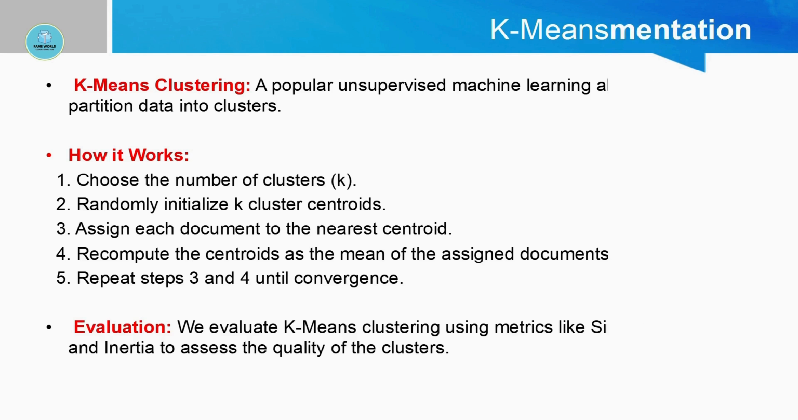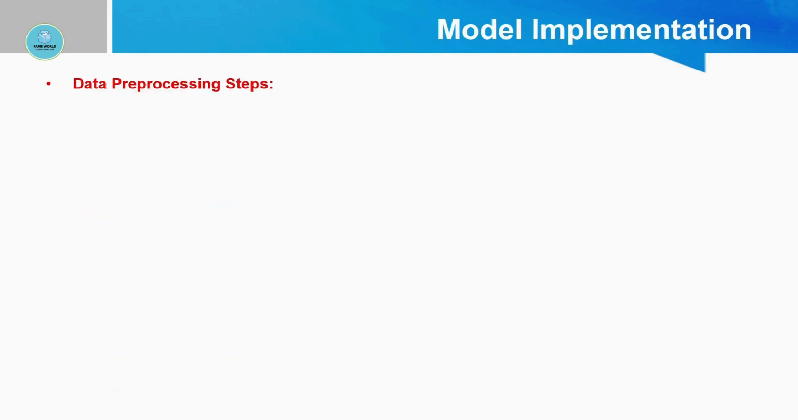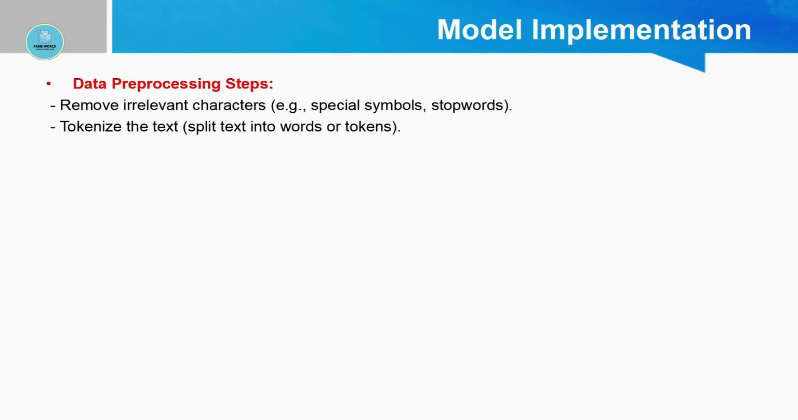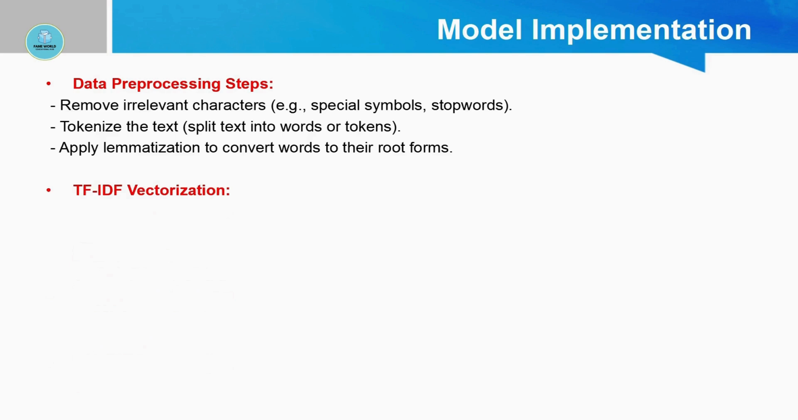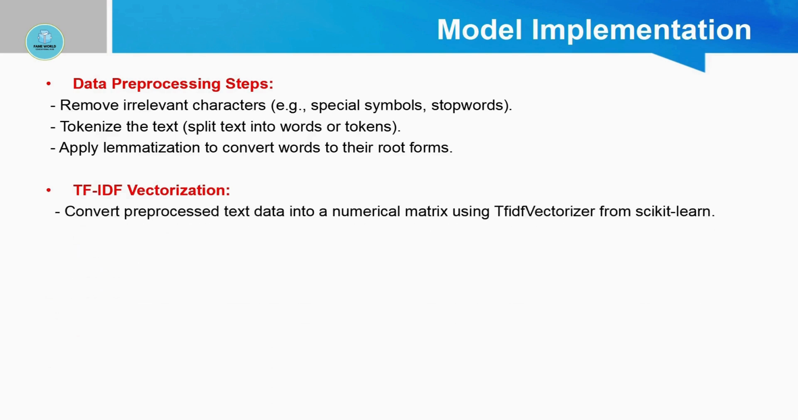The implementation of document clustering involves several steps. Data processing: clean the text data by removing irrelevant words, stop words, and performing tokenization and lemmatization. TF-IDF vectorization: convert the pre-processed text into a numerical format using the TF-IDF vectorizer from scikit-learn. K-means clustering: apply the K-means algorithm on the TF-IDF matrix to group similar documents into clusters.